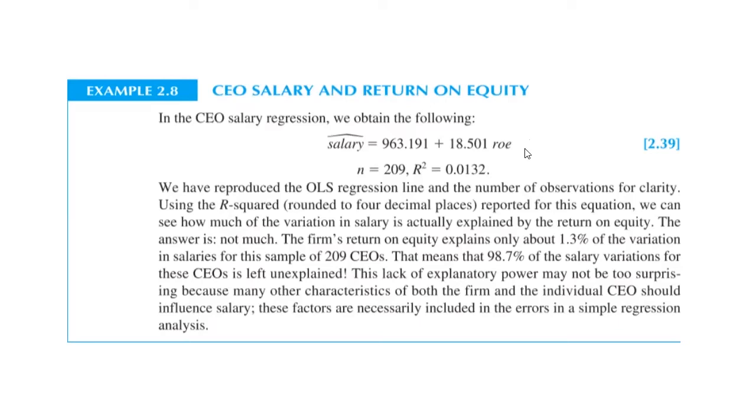And 98.7% of this whole model is left unexplained. And that is quite expected though, because we've only included one variable here, and return on equity is not the only variable that affects a CEO salary. There are many factors that could affect CEO salary. It could be his years of education, his experience, his ability, etc. So it's quite fitting that we've got a very low R squared.